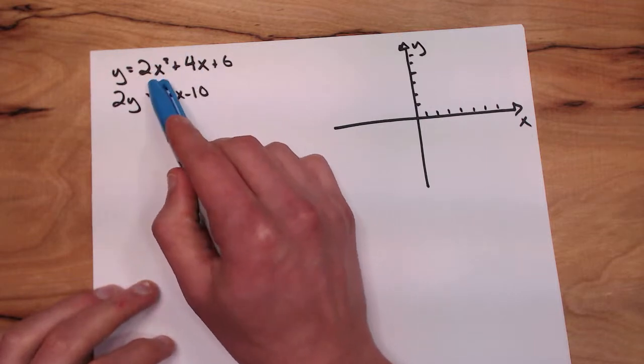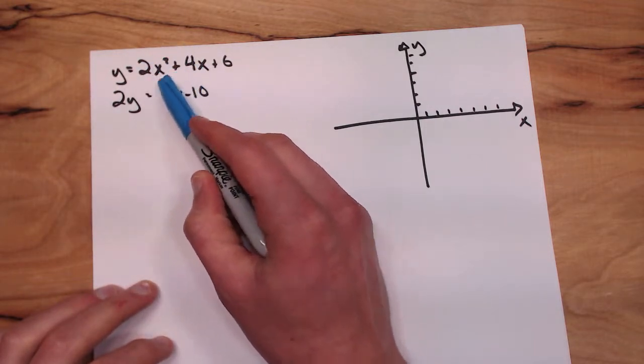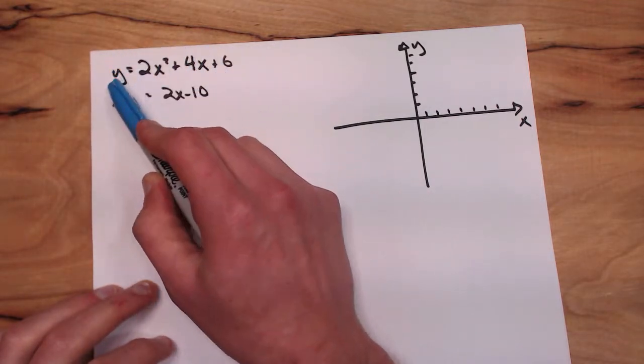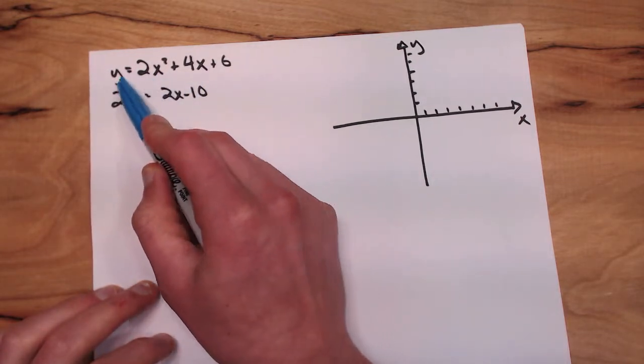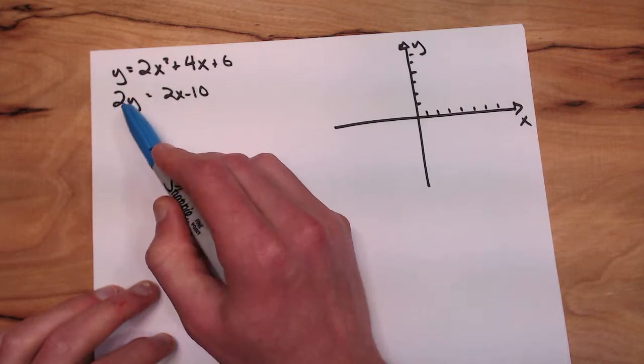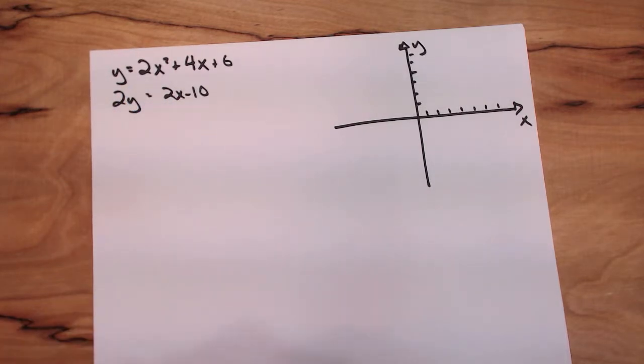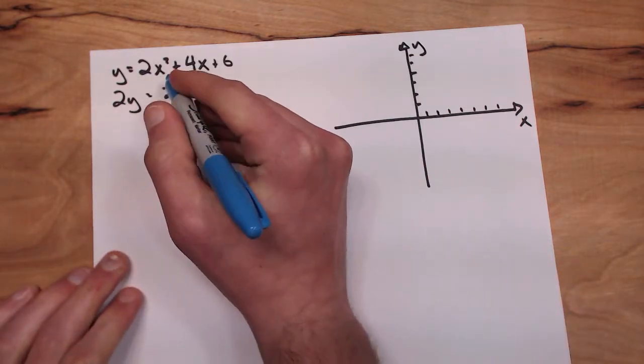Notice the highest power here is 2, which means that this function is a quadratic function, which means it'll be shaped like a parabola. This guy has no powers, so it's going to end up being a line. Each of the y is to the first power, x is to the first power. So our first job is let's figure out the vertex of our parabola.